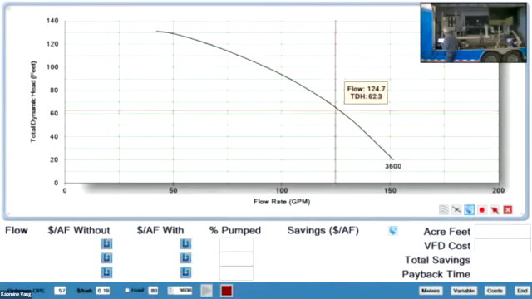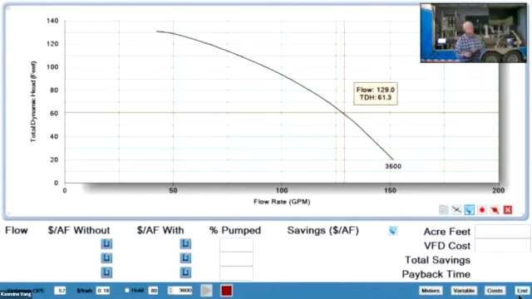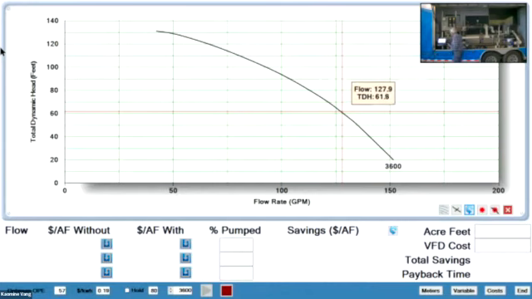I have a lot more demonstrations. The problem is we're not going to have time to do them all, so I'm going to do just a real basic one here. I'm going to say that we want to maintain about 60 feet of total dynamic head.